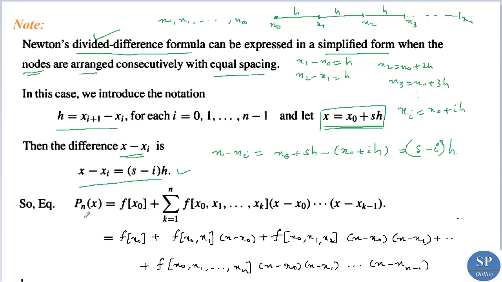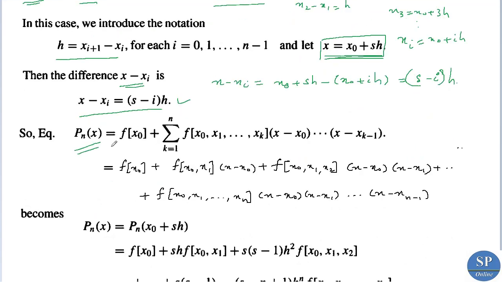So the interpolating polynomial becomes, we know the interpolating polynomial is f of x0 plus summation k from 1 to n of this into this. That means f of x0 plus f of x0, x1 into x minus x0, plus f of x0, x1, x2 into x minus x0 into x minus x1, plus etc. Here we are replacing these values. That means Pn(x) is equal to this equation. This is our interpolating polynomial.